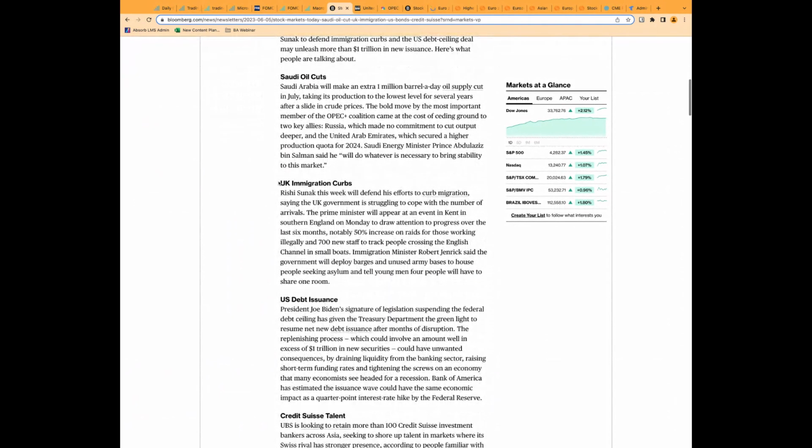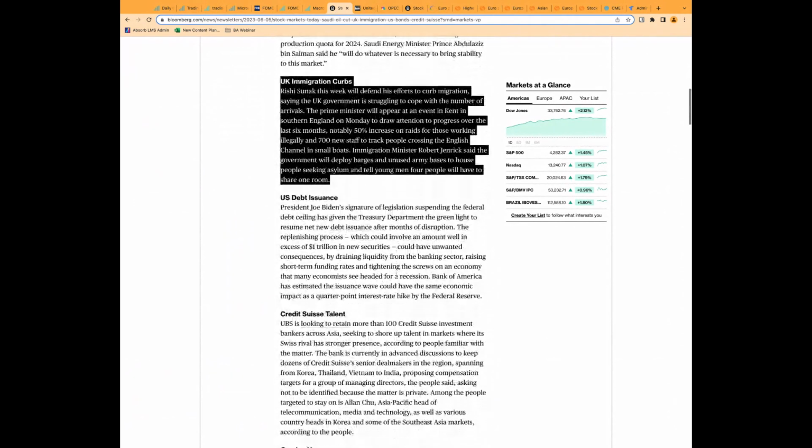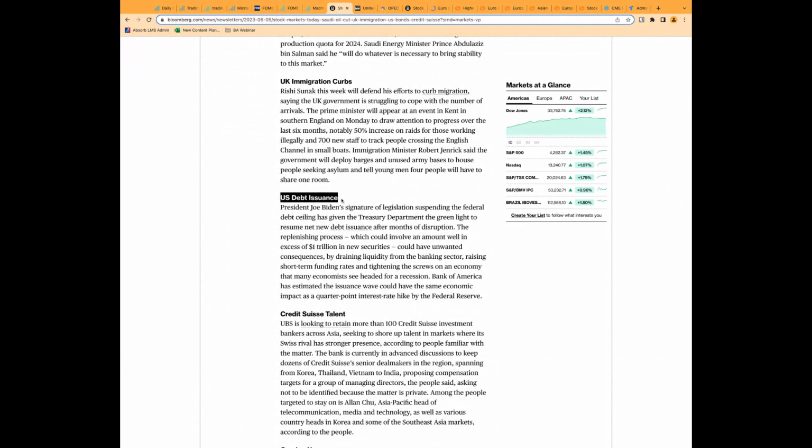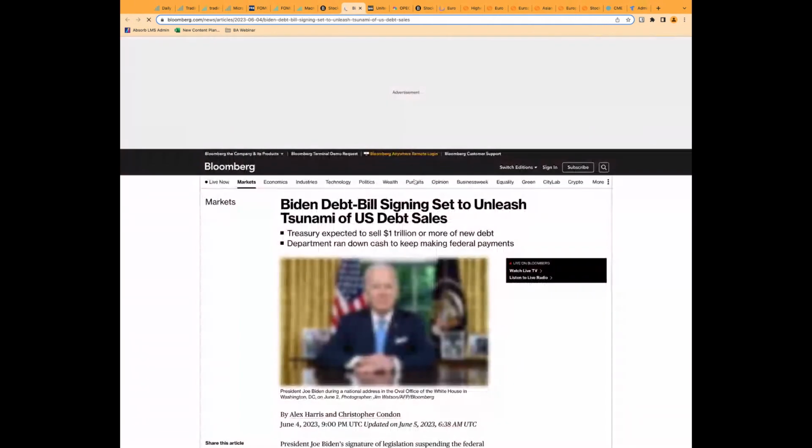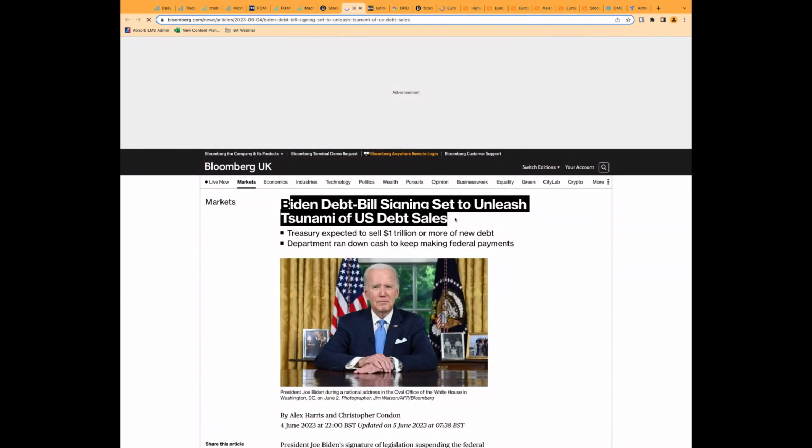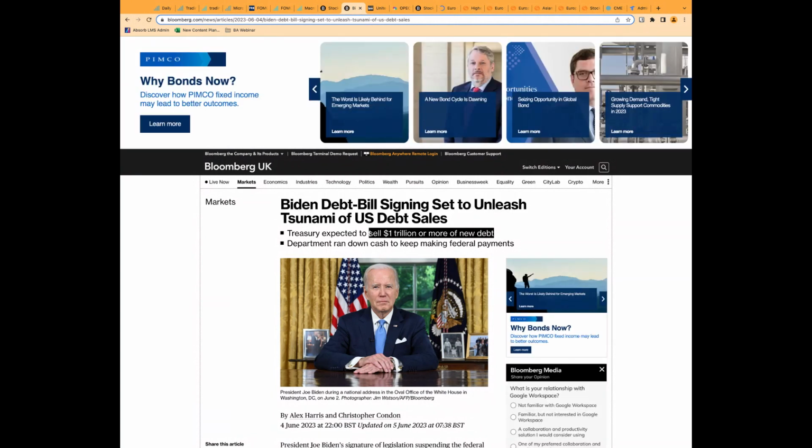UK immigration curbs, boring, don't need to know that. US debt issuance. Whilst we've been going through the debt ceiling impasse, the US Treasury hasn't been able to issue debt, okay? And because it hasn't been able to issue debt, I open this new tab in here, look, Biden bill signing set to unleash tsunami of US debt sales. So the Treasury is paying catch up. Look, expected to sell $1 trillion or more of new debt.